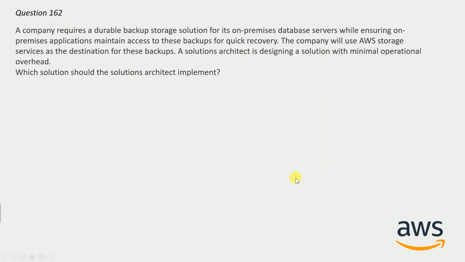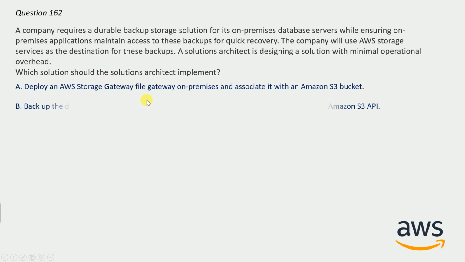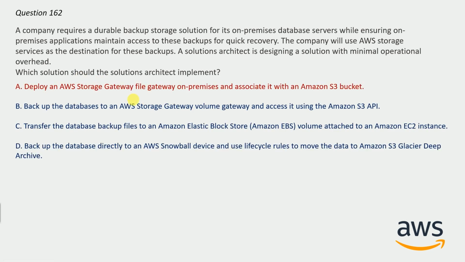And now question number 162. A company requires a durable backup storage solution for its on-premises database server while ensuring on-premises applications maintain access to these backups for quick recovery. The company will use AWS storage service as the destination for these backups. A solution architect is designing a solution with minimal operational overhead. Which solution should the solution architect implement? And here are the options. And the correct answer here will be option A.